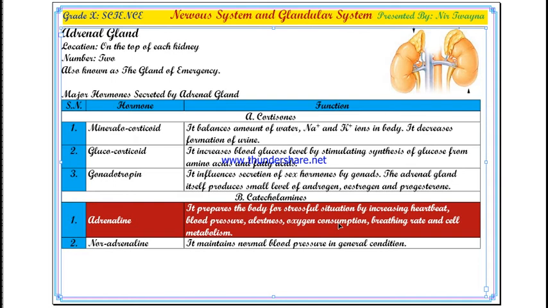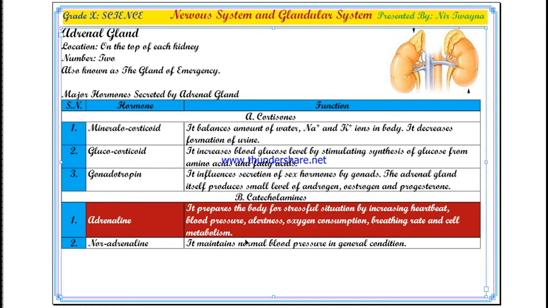So they all are accommodated by adrenaline. So adrenaline prepares your body for stressful situations. How does it do that? It does it by increasing heartbeat, blood pressure, alertness, oxygen consumption, breathing rate and cell metabolism. Cell metabolism means production of energy from glucose.